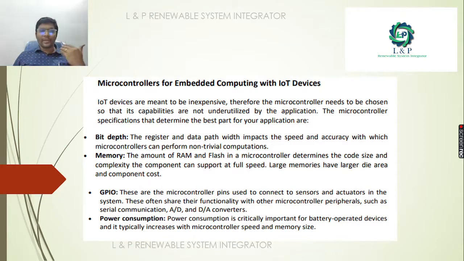When going for a microcontroller, bit depth is very important, as are memory, GPIO, and power consumption. Bit depth refers to the registers and data path, which impact the speed and accuracy. Memory, the amount of RAM and flash in the microcontroller, determines the code size and the complexity the components can support at full speed. GPIO is a pin which helps us connect with sensors and actuators. With the help of these peripherals, we can connect serial communication, analog to digital and digital to analog converters. Power consumption is critically important for battery operated devices.